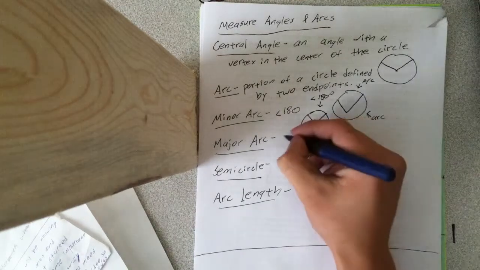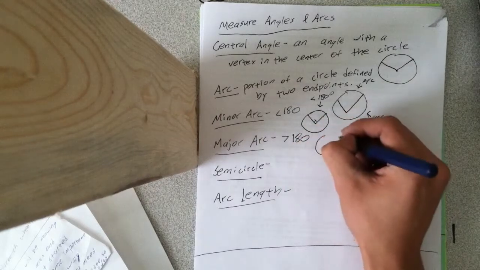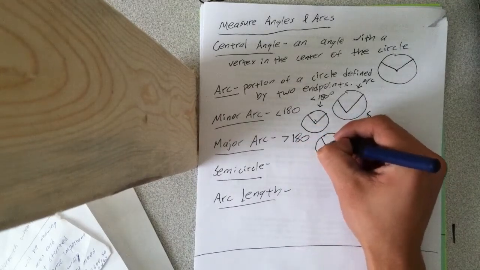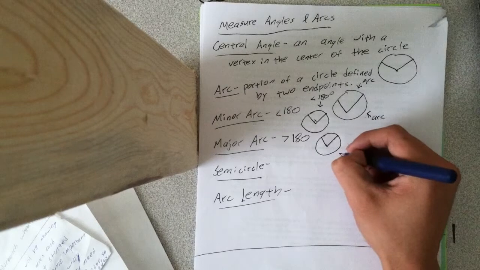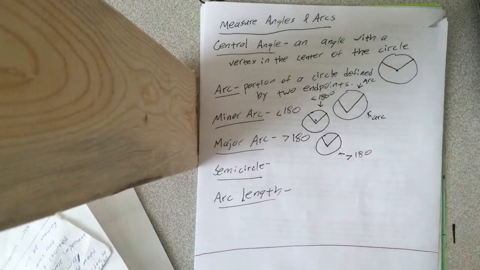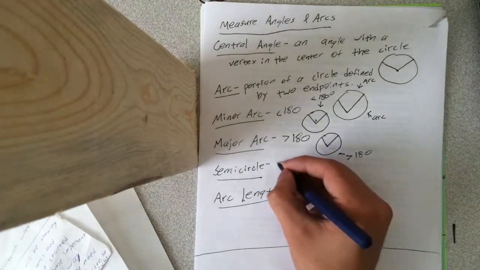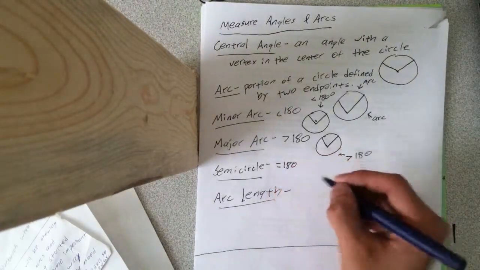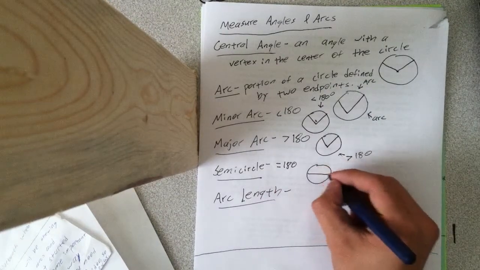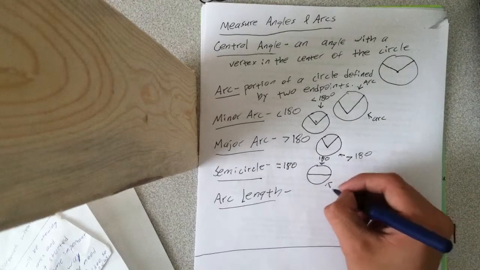A major arc is an arc that is greater than 180 degrees. It looks like this, and the arc would be right there. That's greater than 180 degrees. A semicircle is an arc that equals 180 degrees. So it looks like this. This is 180. This is 180.